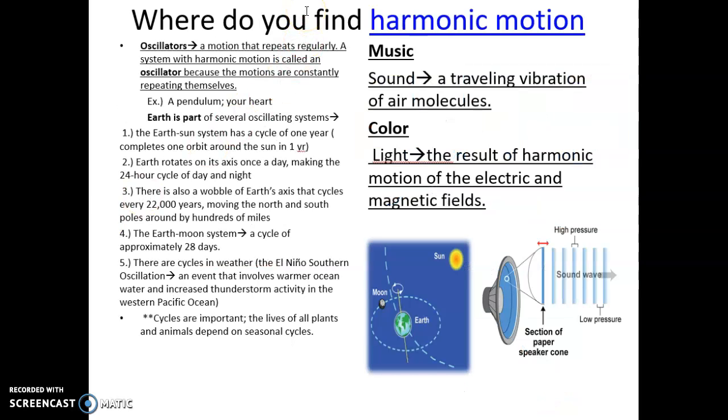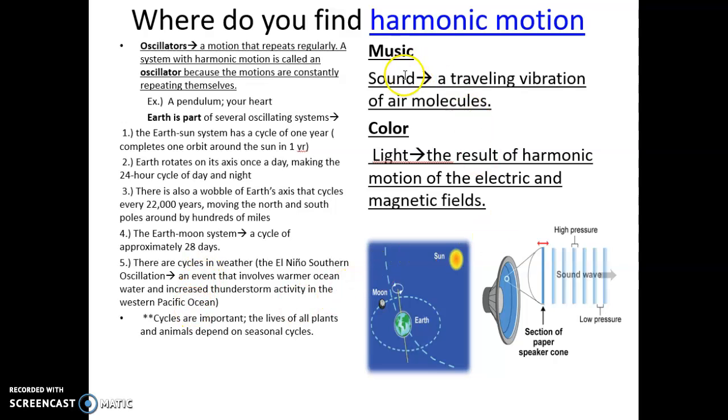Okay, where do you find harmonic motion? Again, oscillators are any type of object that performs the same motion over and over again. There's a bunch of different types of oscillators that naturally occur in our world. So you have the Earth-Sun system. We revolve around the sun. We follow the same path and we keep following that same path over and over again. Seasons is another example of harmonic motion. We follow the same seasons over and over again every year.